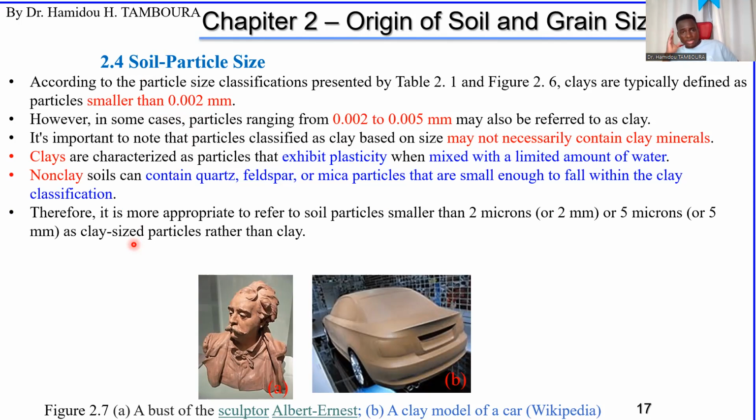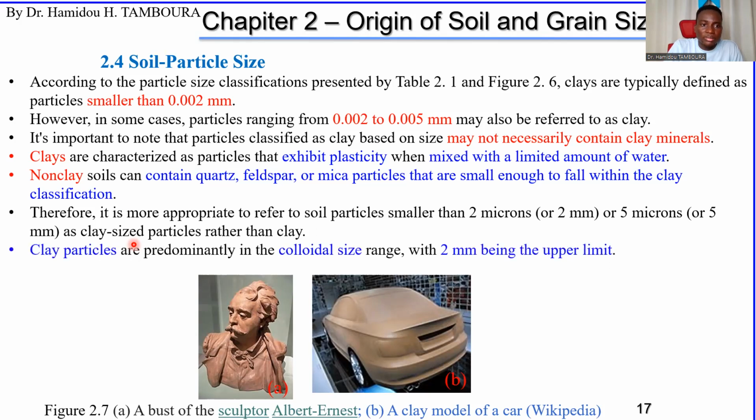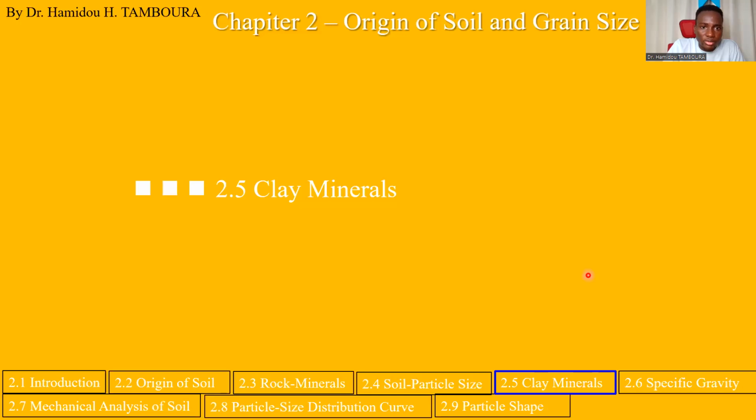The right name is clay-sized particle. This is the right name we should say, because not all of them are clay mineral. So clay particles are predominantly in the colloidal size range, with 2 micron being the upper limit. The upper limit is 2 micron for the clay. Okay.